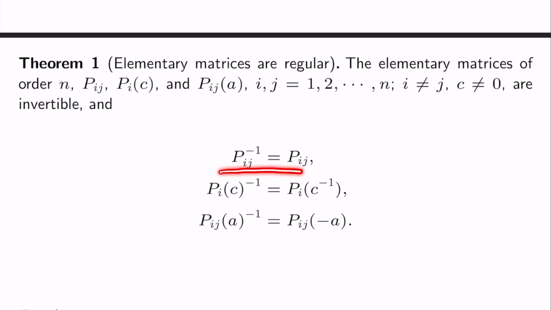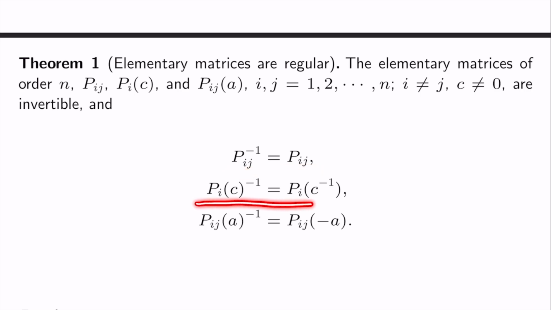First, let's look at this one. So Pij, for example, if used for elementary row operations, swaps the row i and the row j. And if we swap them again, then we recover the original matrix. So that means the inverse operation is achieved by the same operation. Therefore, the inverse of Pij is Pij itself.